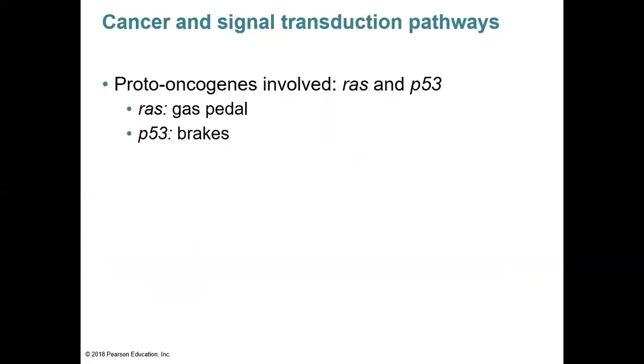So there's two proto-oncogenes involved in regulating cell division. They're called RAS and P53. You can think of RAS as being the gas pedal, the go signal for cell division, and P53 as being the stop signal or the brakes for cell division. If there are mutations in either of these genes, that's like having car problems where there's too much acceleration or the brakes don't work. And in either situation, you're probably going to have an accident. But a mutation in either of these genes, these proto-oncogenes, will cause it to become an oncogene and cause cancer.